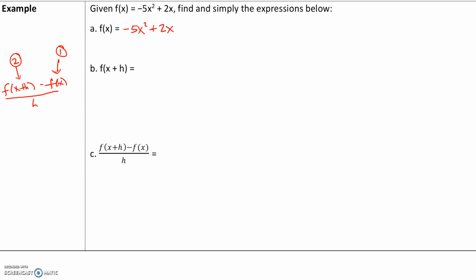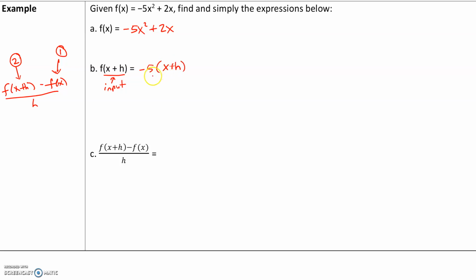Now for f of x plus h, your input is x plus h. So in the original function, negative 5x squared plus 2x, every time you see an x, it is going to get replaced with the input. The input always replaces the x's in the original function. So instead of saying negative 5x squared, I'm going to replace the x with x plus h.